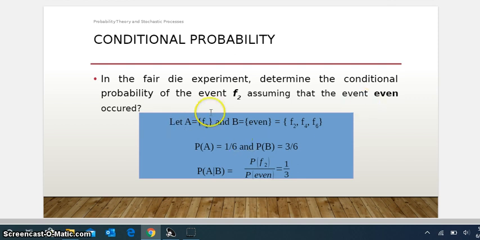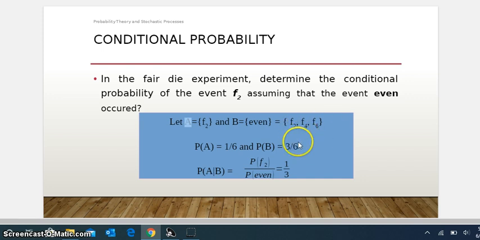So in that, for convenience, I can take the element A equal to F2. Similarly, B is equal to even. You already know even elements will be F2, F4 and F6. So you just need to count how many elements are there which will give you the outcome. How many elements are there here? These are 3 elements. So what will be P of B? 3 outcomes divided by N, capital N.